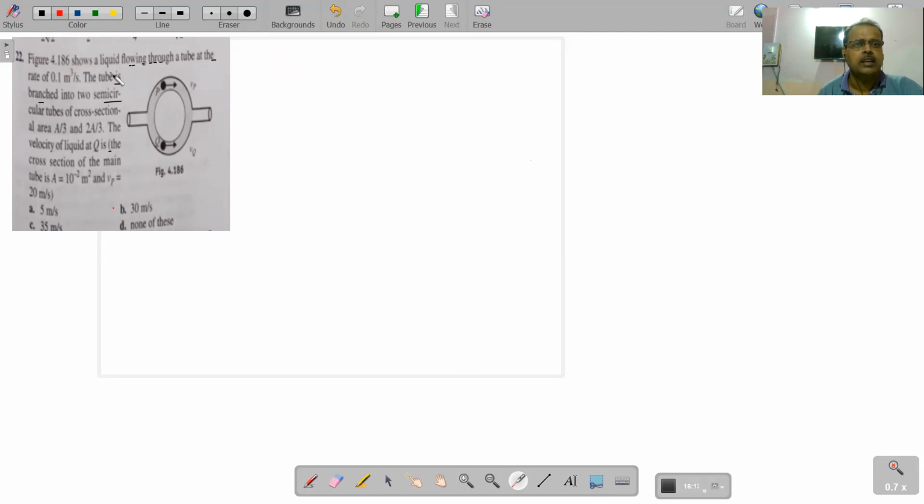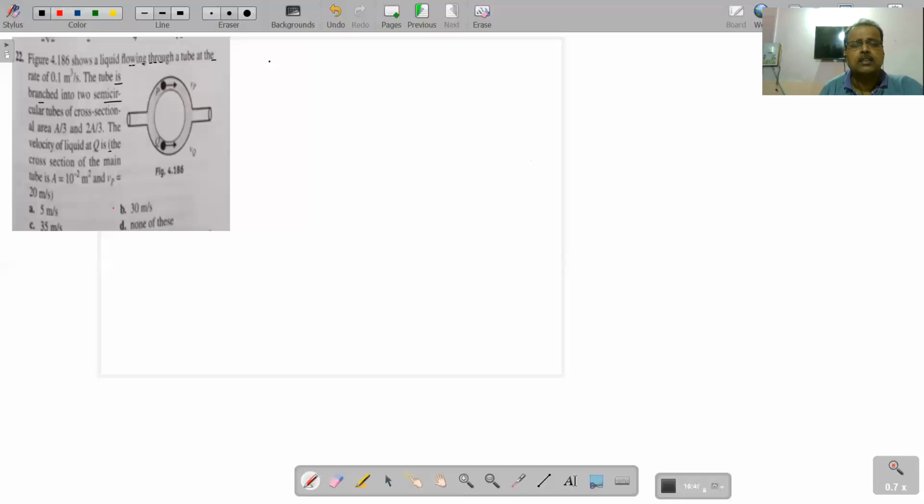Here it is mentioned that a liquid is flowing through a tube. So this is a particular tube and this tube is bifurcated over here. One portion goes into the downward side, another into the upward side. And it is mentioned that the volume rate, that means the volume per unit time, through this particular portion is 0.1 meter cube per second. So we can consider this volume of the liquid as Q.